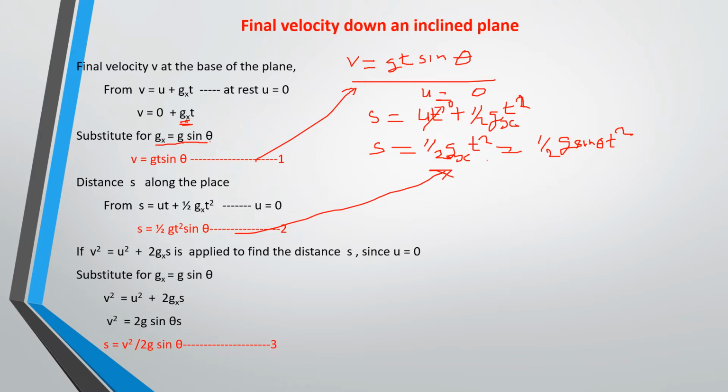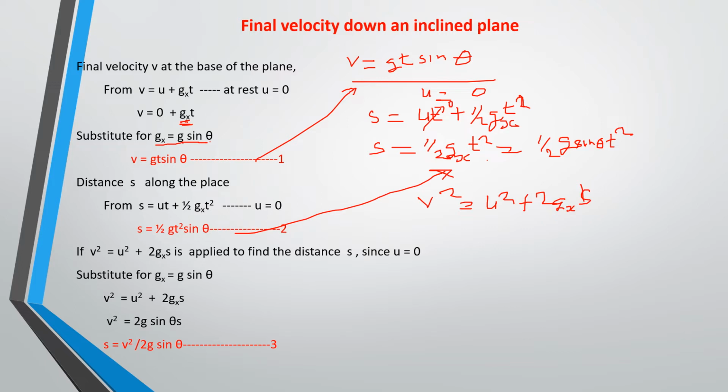Then you can also use the third equation of motion. If you use the third equation of motion, we've said that u is equal to 0. So this will give you v squared is equal to u squared plus 2gs.